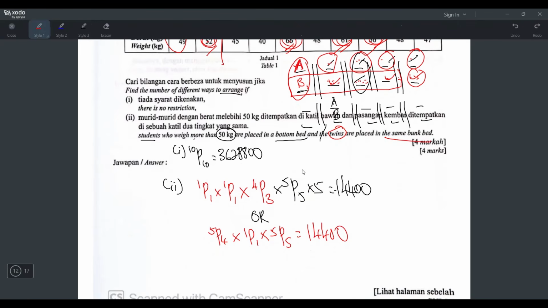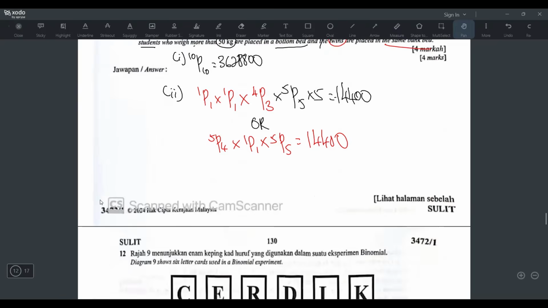Maybe you don't know this, so I feel like I have a need to tell you that the book answer is wrong. Because you need to times five, because the bunk bed can be this bunk bed, this bunk bed, this bunk bed, this bunk bed. The twin doesn't necessarily have to sleep at one specific bunk bed. It can be another bunk bed also. That's why I have to times five, right? Okay, that's all. Let's continue.